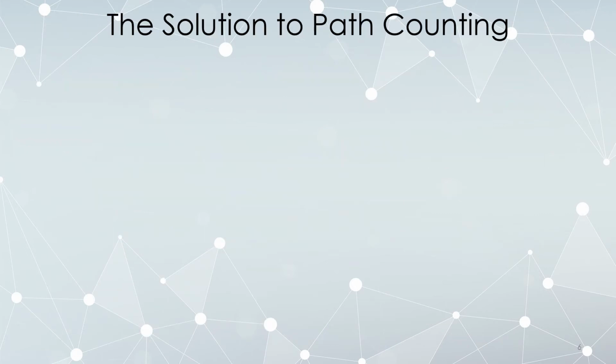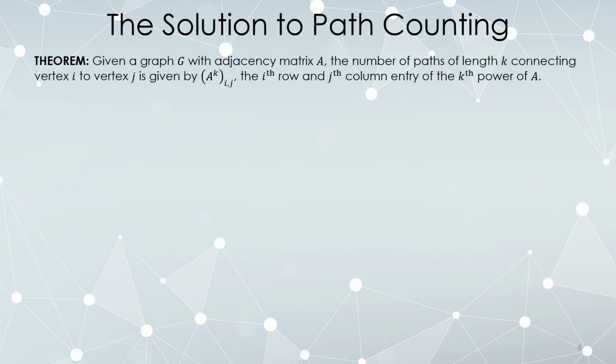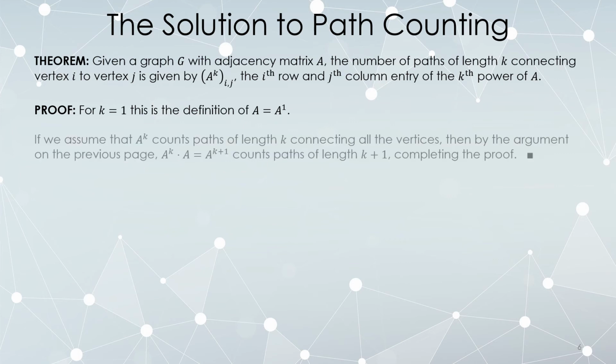So we're now prepared to present a solution to this path counting problem. Here it is. Suppose we have a graph G with an adjacency matrix A. Then the number of paths, specifically of length k, connecting vertex i to vertex j is given by the ijth entry in the matrix A to the k. We're going to prove this inductively. The base case is paths of length 1 connecting vertices to one another, and that was the definition of the adjacency matrix A, which is, of course, to the first power.